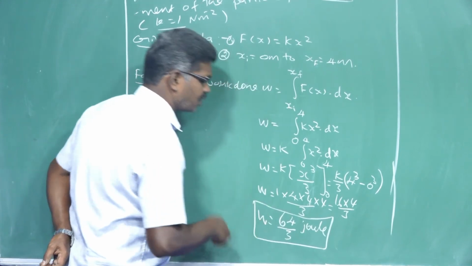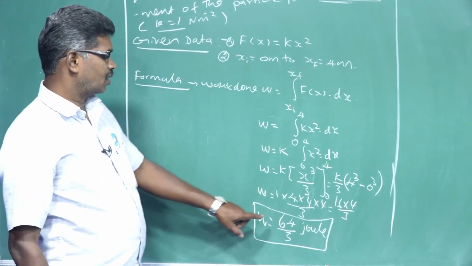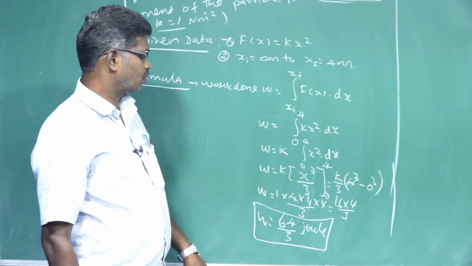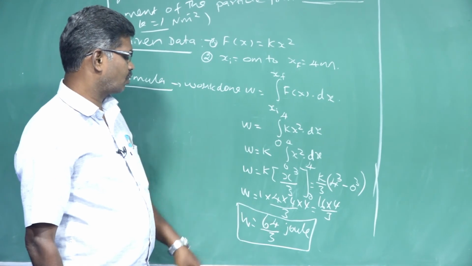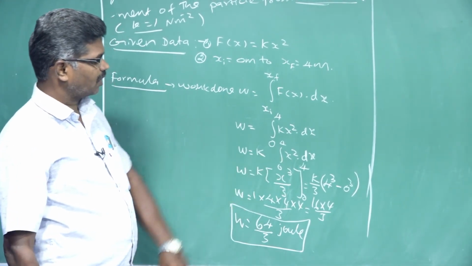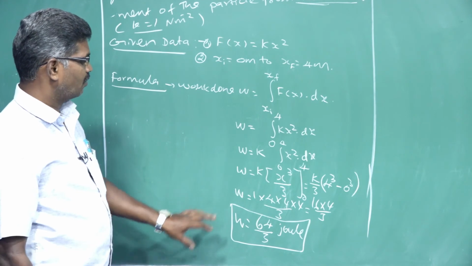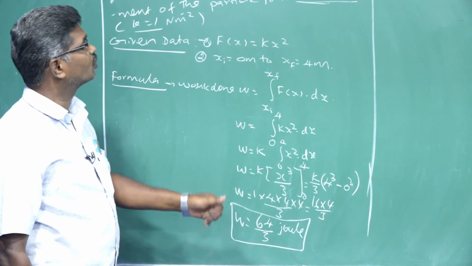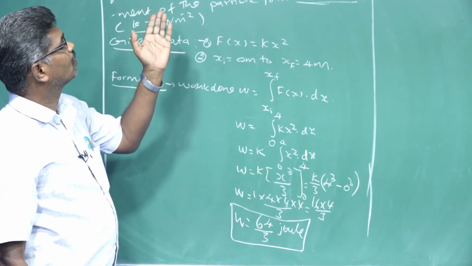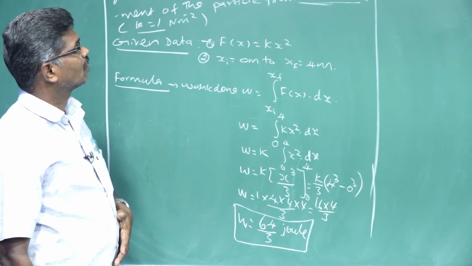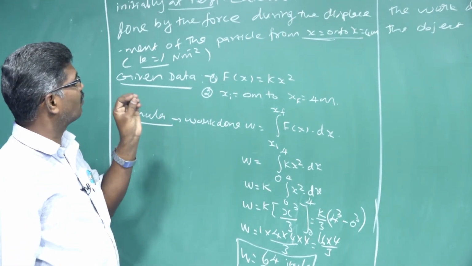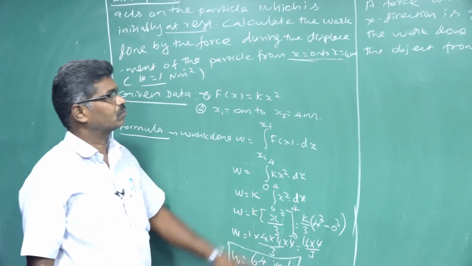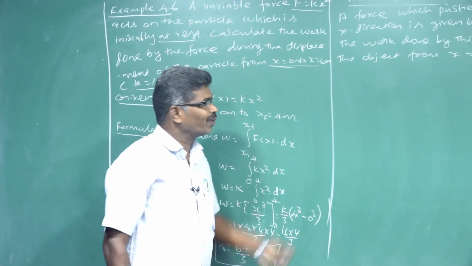Next we can simplify here also. 64 divided by 3 is 21 times 3, a fraction like that we can take also. Whatever it may be, our work done value can be taken as 64 divided by 3 joule. The force F is equal to kx squared acting on our object makes a work done value of 64 by 3 joule. Next we are going to see a few more problems.